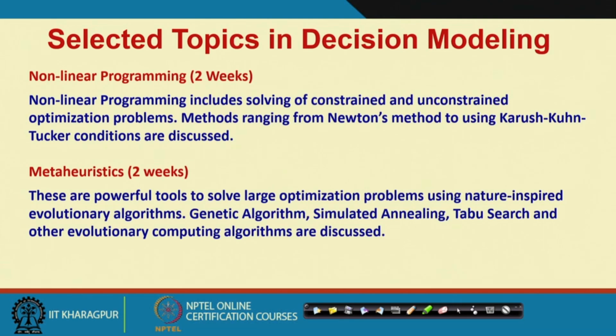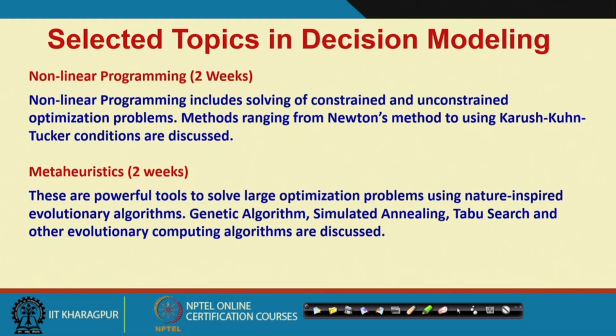The nonlinear programming methods, which is our third topic, again another 2 weeks. Here we shall take up both constrained and unconstrained optimization problems, and methods starting from Newton's method to the use of Karush-Kuhn-Tucker conditions will be discussed. The last topic is the meta-heuristics, which has also become very important in today's context, with methods such as genetic algorithm, simulated annealing, tabu search and other evolutionary computing methods, which are all nature inspired, will also be our next topic.